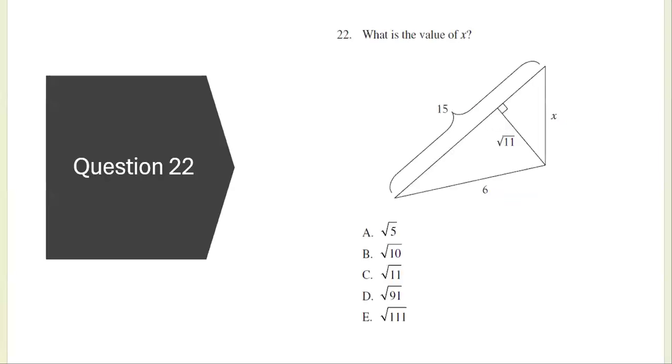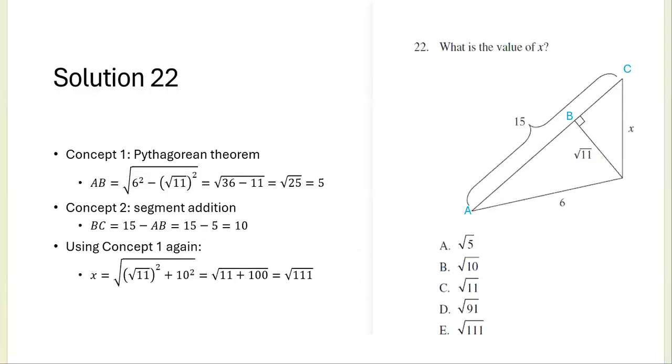Okay. 22. What's the value of x? All right. So we want this length over here. We're given this length and this length. And we're given that this is a right angle. So maybe we can use the Pythagorean theorem to help us out. Okay. So this length over here, AB, would be, if we use the Pythagorean theorem, the square root of 6 squared minus the square root of 11 squared. So that's what I wrote here. We do the math, it's equal to 5.